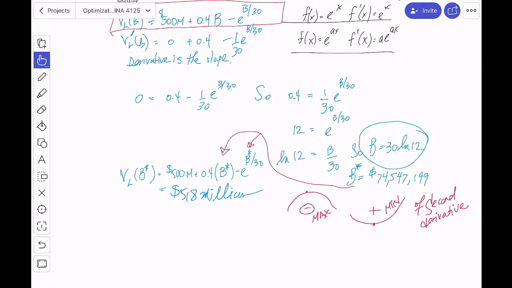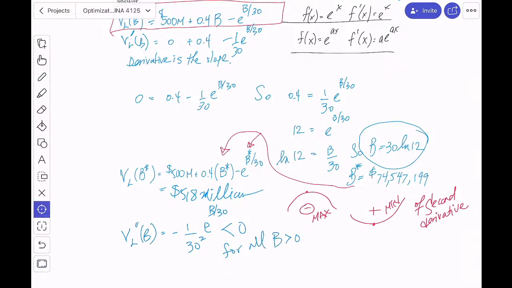So we have to take the second derivative. We have done the first, now we're going to do the second. The second derivative would be just the final term. And you'll see that it's going to be 30 squared, and then EB over 30, and this will always be 0. For any level of debt, the second derivative will be negative. So yes, this is a maximum.